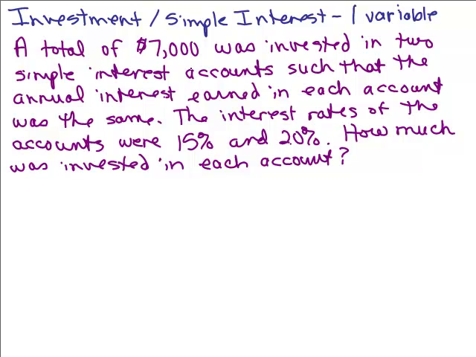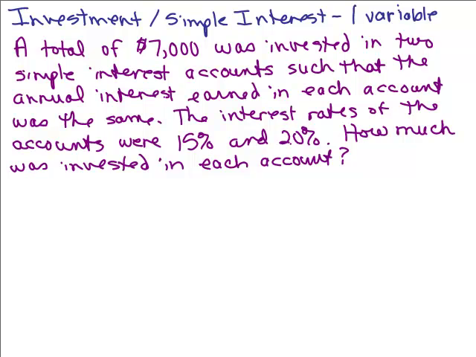All right, so we have a total of $7,000 to invest. We certainly aren't just putting $3,500 and $3,500 in each account, because then, of course, we would get different amounts of interest at the end of the year.